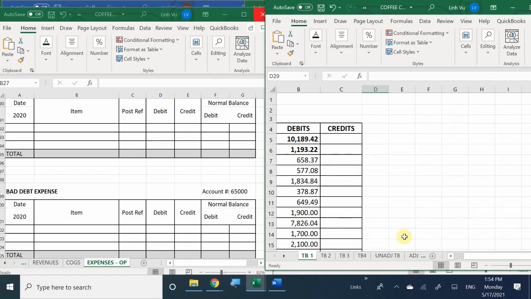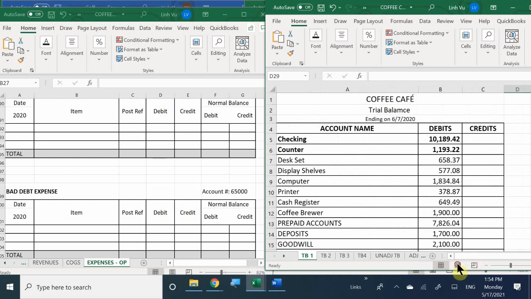Our success for our very first trial balance is here. We have a total of $34,078.16 worth of debits and equal credits on the other side. So there we have it.